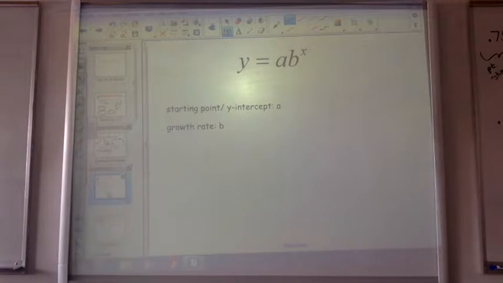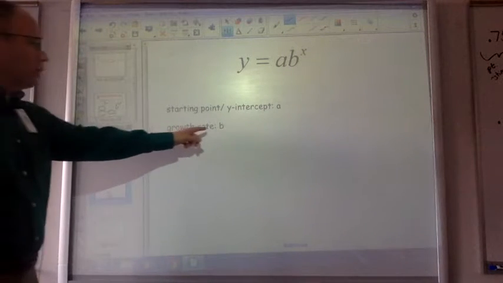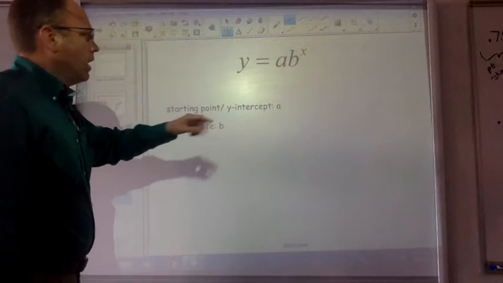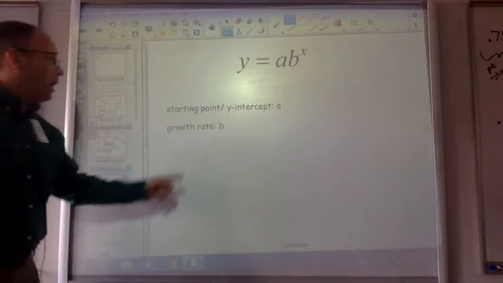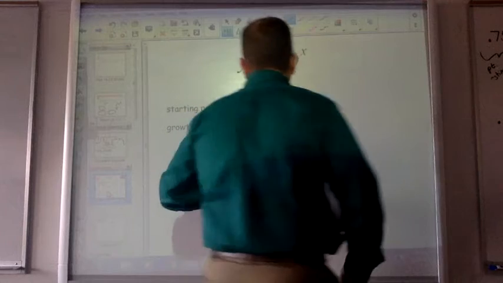All right, so you have a starting point. So you have y equals a times b, and b happens to be raised to the x power. So you have your variables. Okay, so the starting point. They tell us our growth rate is b, and we'll talk a little bit about how to know when that's growth or decay. Our starting point is at a.